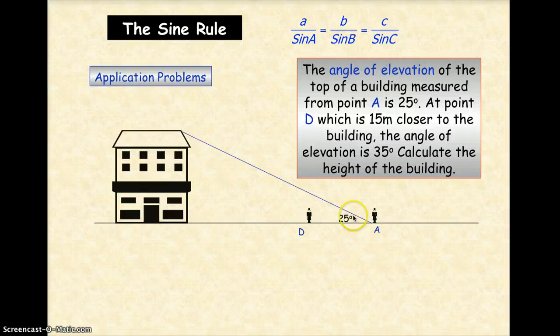And then you have another point, which is point D, which is 15 meters closer. So we have point D here, and the angle of elevation is 35 degrees. Let's have that 35 degrees. And then let's put the 15 meters. It says it should be closer by 15 meters. So that means from point A to point D is 15 meters.